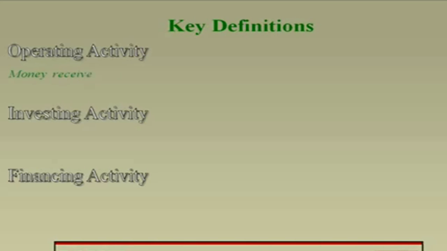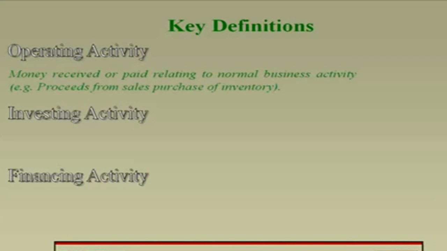What is operating activity? This is money received or money paid relating to normal business activity. The key important word is normal. Example, proceeds from the sales of inventory or cash paid for purchasing inventory. Would you agree that it's part of normal business activity? So any cash paid or received relating to, keyword, normal business activity comes under operating.